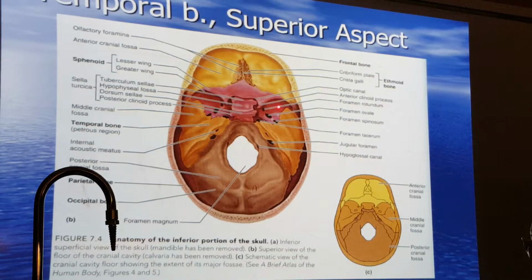Another view of the temporal bone, but you can also see the sphenoid with the sella turcica. The sphenoid bone looks like a butterfly with the greater wing and the lesser wing of the sphenoid. Here we see the ethmoid bone articulating right on the midline with the sphenoid.